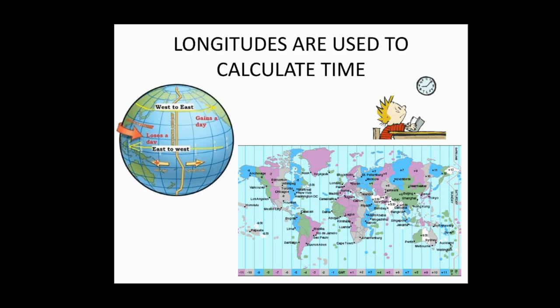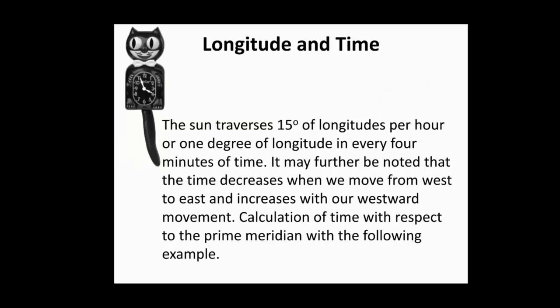Longitudes are used to calculate time. How do we calculate time using longitudes? The sun travels 15 degree of longitudes per hour, or 1 degree of longitude in every 4 minutes of time. During the rotation of Earth, it takes 4 minutes of time to move from one line of longitude to the other line. It may further be noted that the time decreases when we move from west to east and increases when we move from east to west.